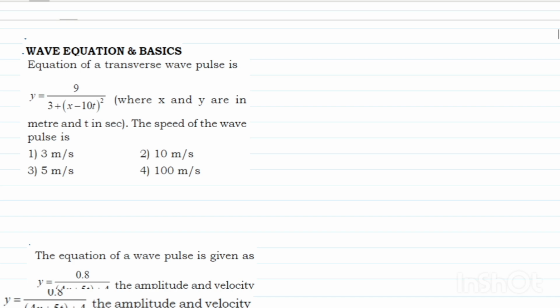The equation of a transverse wave pulse is given as y equals 9 by (3 plus x minus 10t) whole square, where x and y are in meters and time is in seconds. They are asking for the speed of the wave pulse. So here the equation of the wave is given: y equals 9 by (3 plus x minus 10t) whole square.